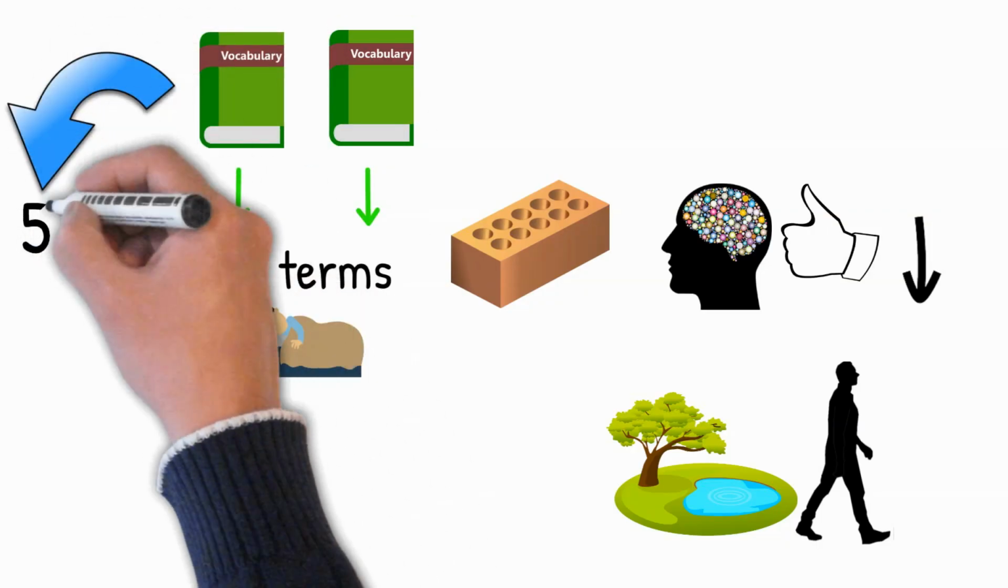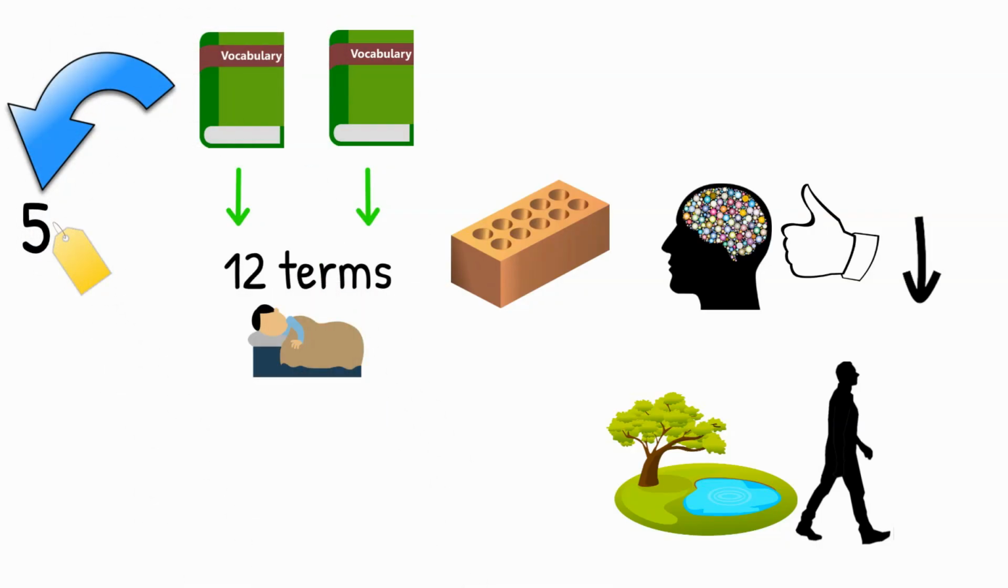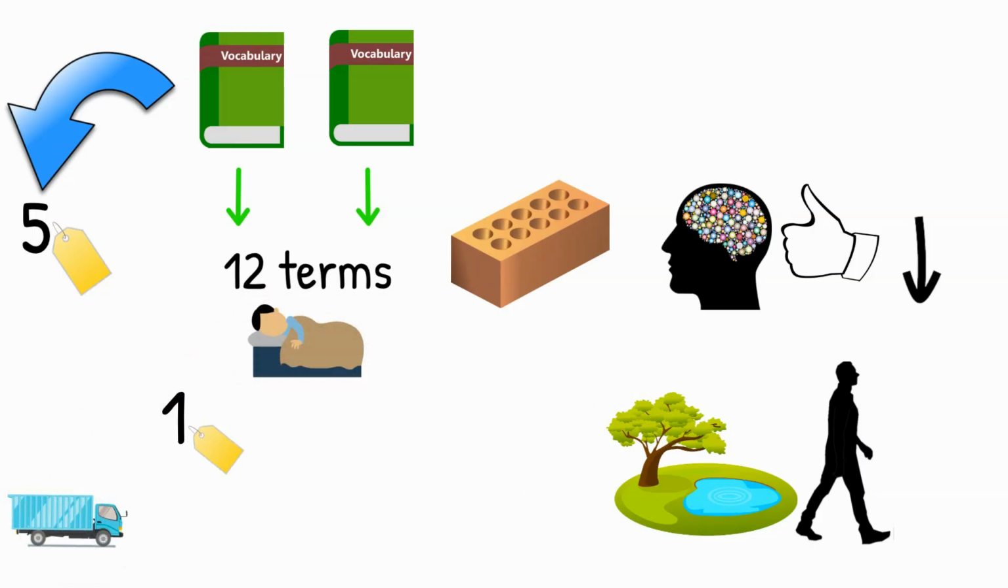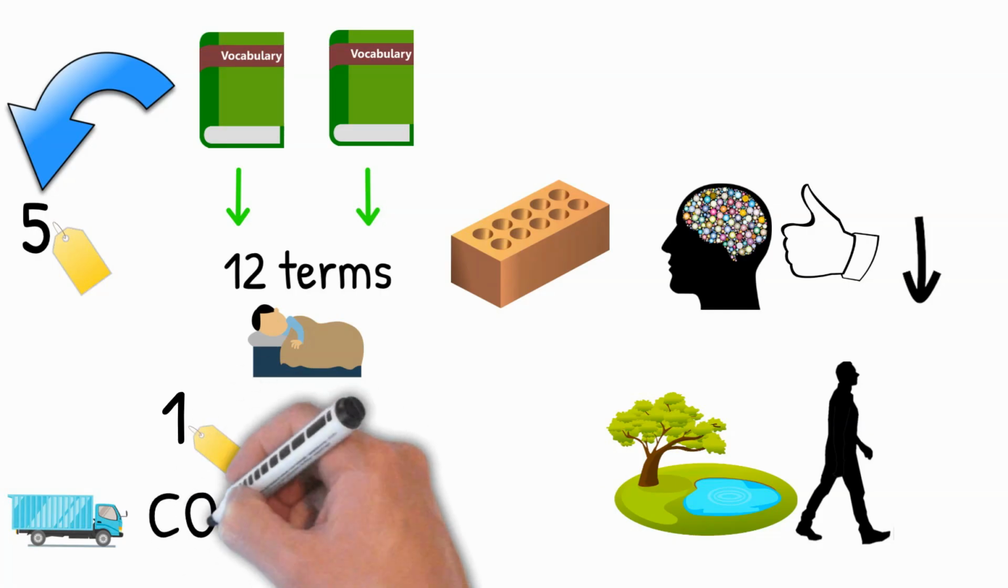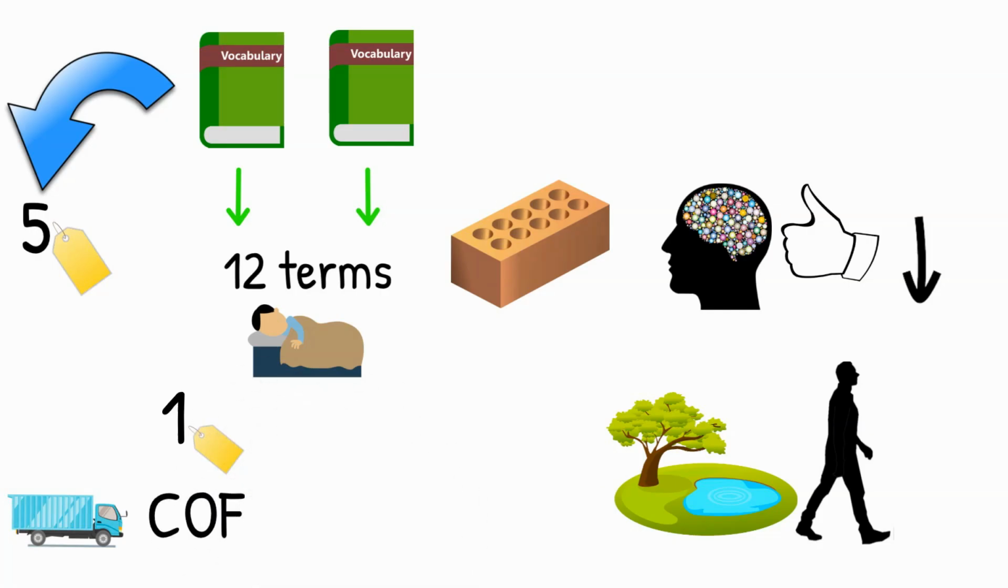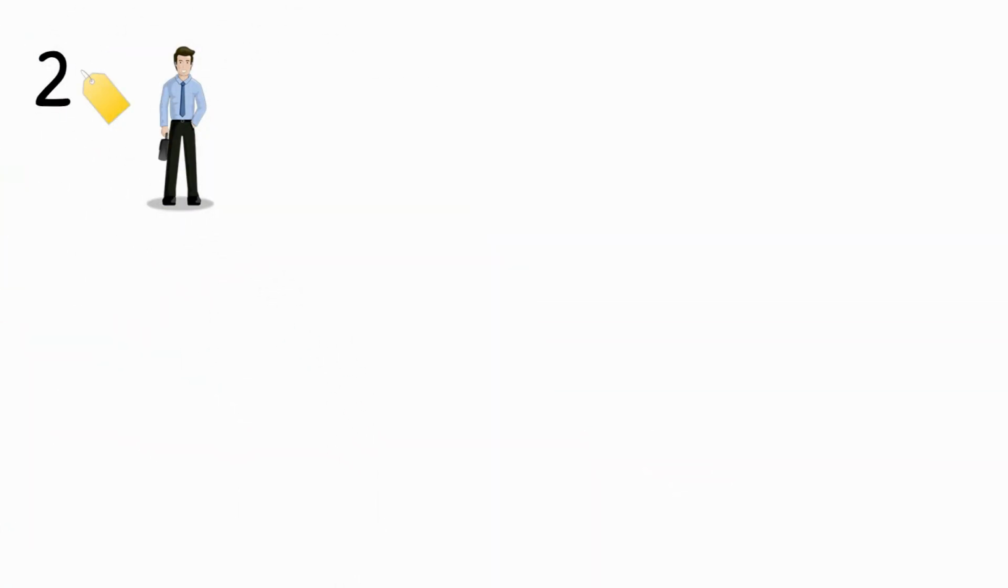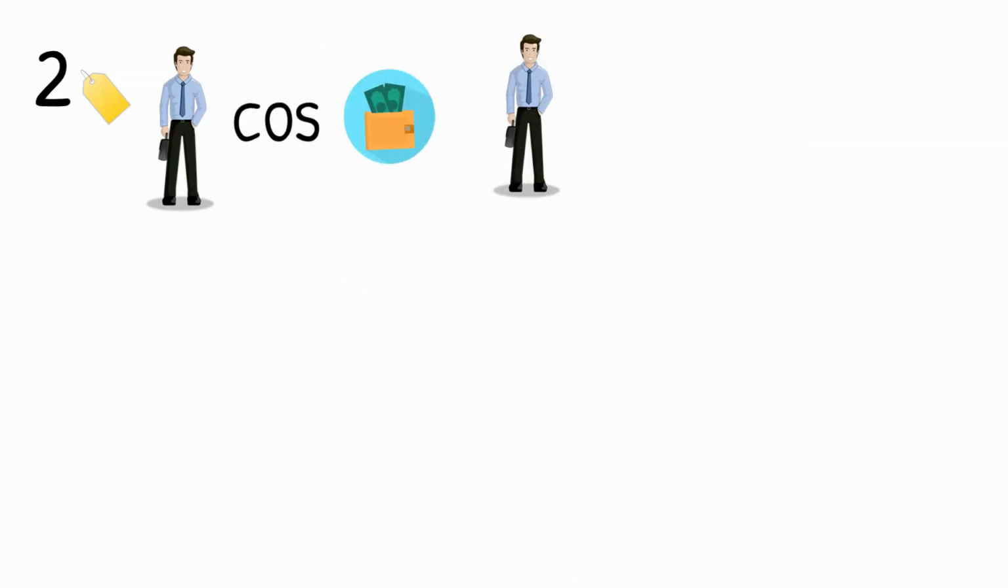The first 5 are the key costs in a business. Out of those, the first is cost of fulfillment, or COF. It is everything you pay to produce the product and deliver it. The second is cost of sales, or COS. It is what you pay your salespeople or copywriters, etc.